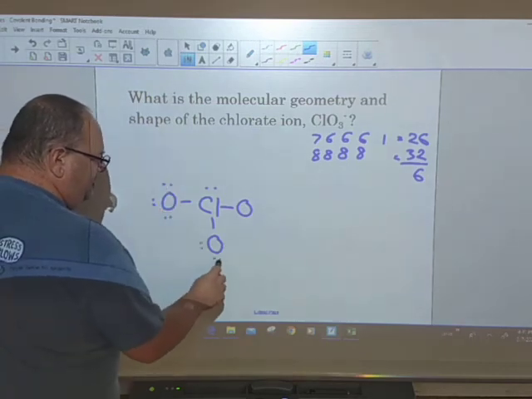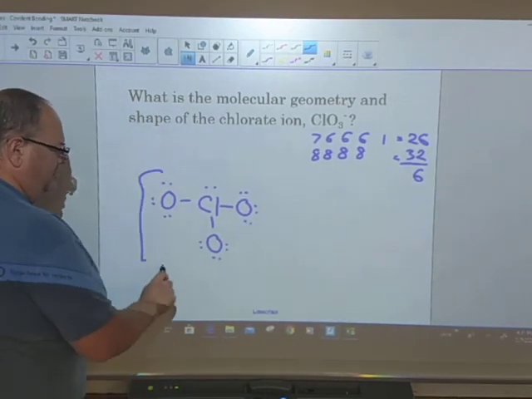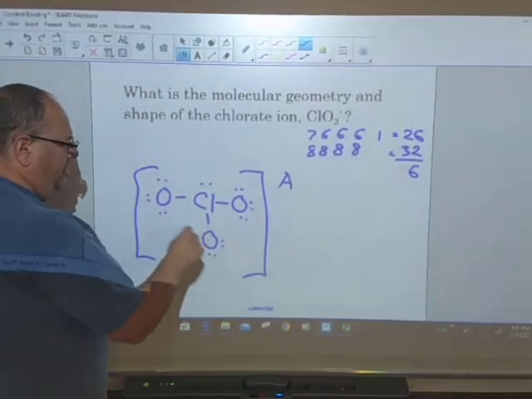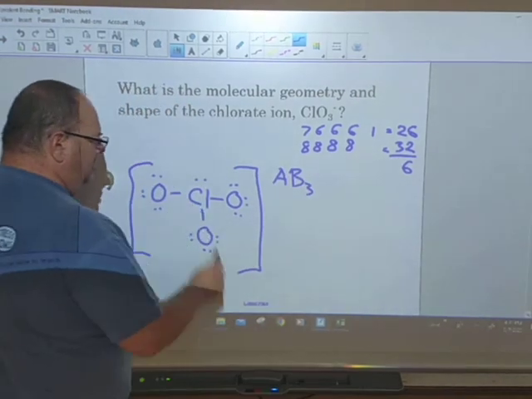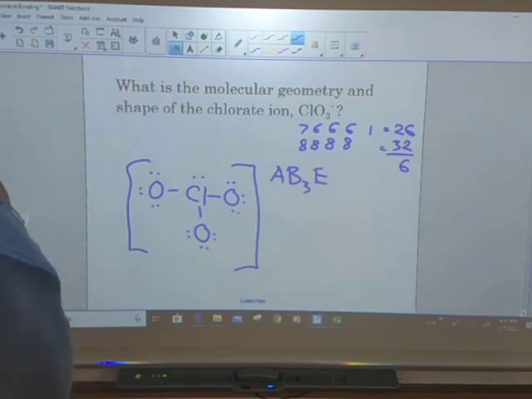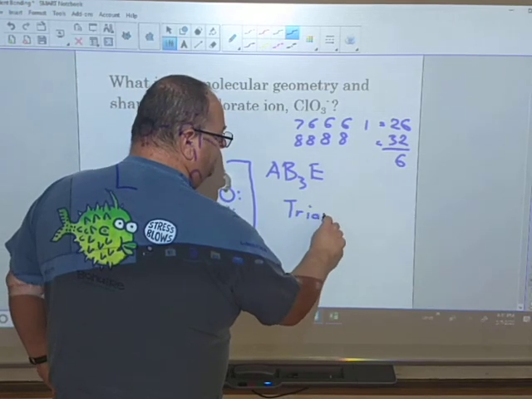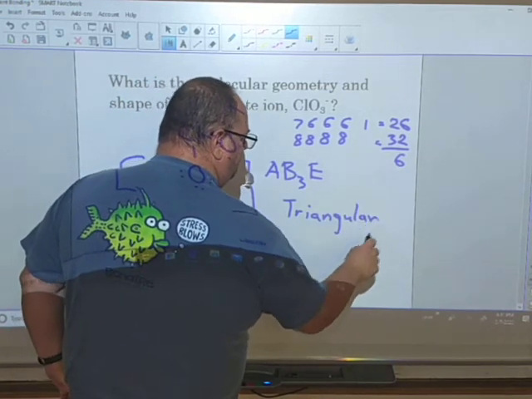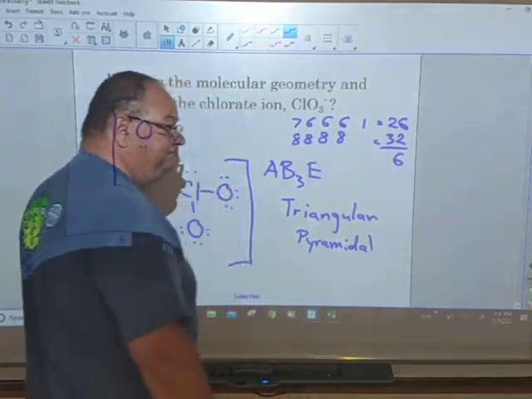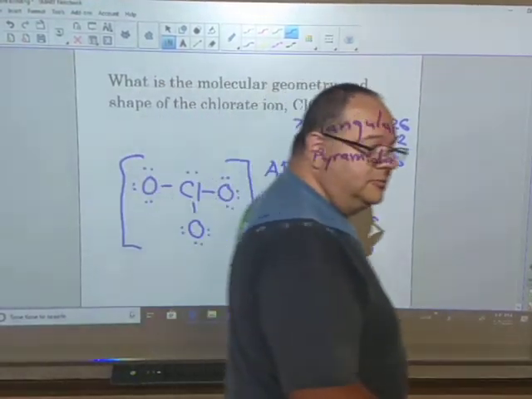And I did not do this on purpose, but maybe you can see that on our central atom, there are 3 bonded atoms and 1 unshared pair, which is the same as what we just had. I just didn't think about that closely enough. We have a triangular pyramidal shape. I meant to give you a different one to try, but oops.